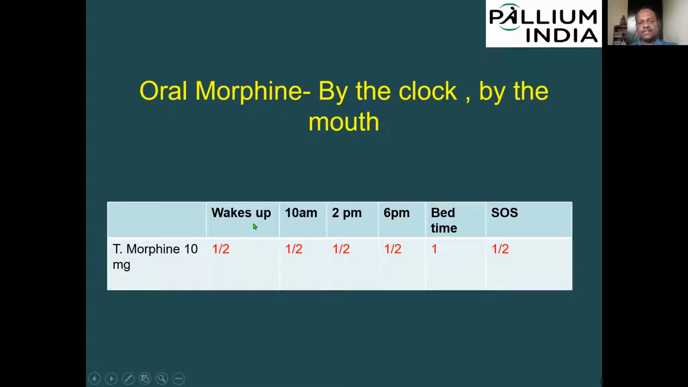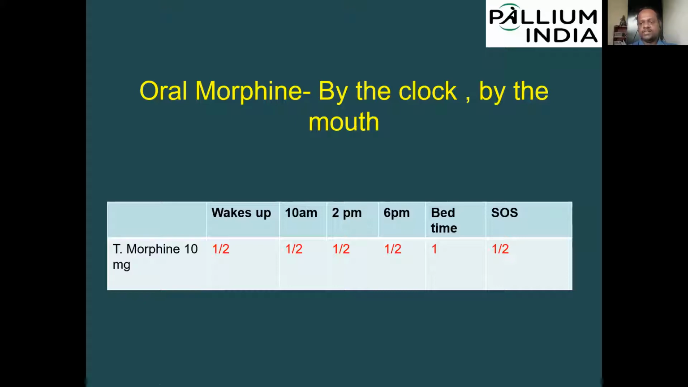You can say 6 a.m., instead of when the patient wakes up, and then 10 a.m., then 2 p.m., then 6 p.m., and 10 p.m. So you can see at 10 p.m., we administer the double dose of morphine. Here, all the regular doses are half, whereas at bedtime, we give a double dose. And you can also add an SOS dose, as and when needed.